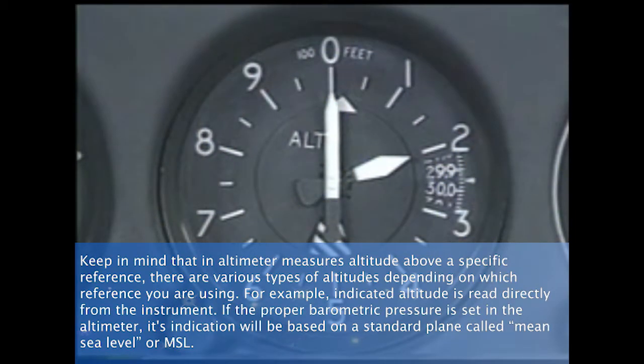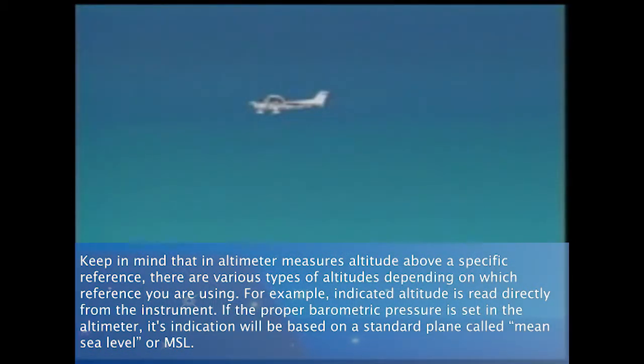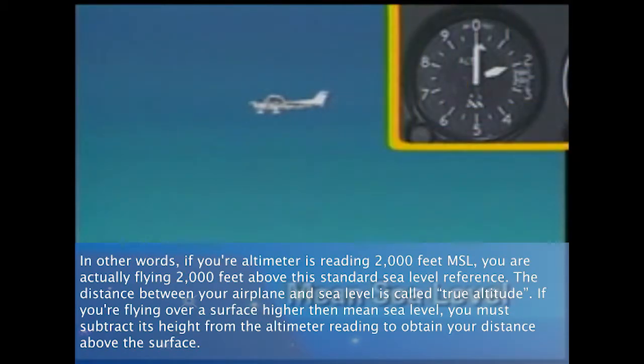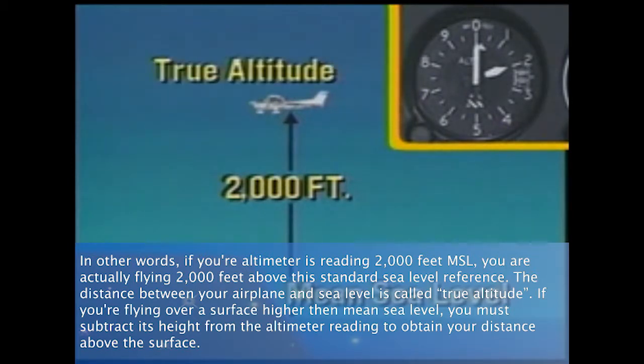Keep in mind that an altimeter measures altitude above a specific reference. There are various types of altitudes depending on which reference you are using. For example, indicated altitude is read directly from the instrument. If the proper barometric pressure is set in the altimeter, its indication will be based on a standard plane called mean sea level, or MSL. In other words, if your altimeter is reading 2,000 feet MSL, you are actually flying 2,000 feet above this standard sea level reference. The distance between your airplane and sea level is called true altitude.